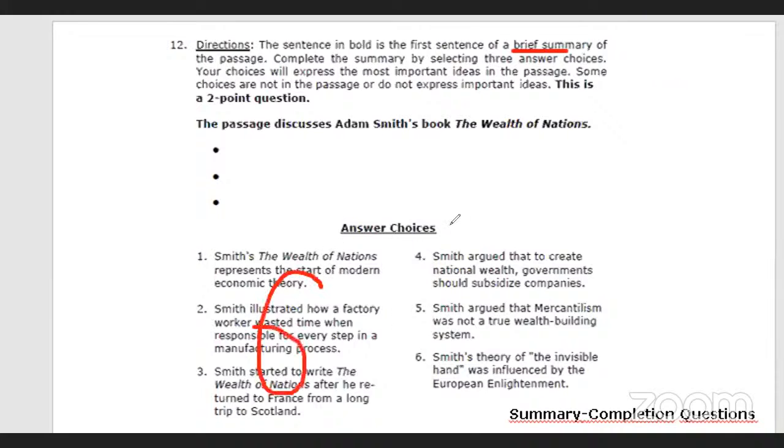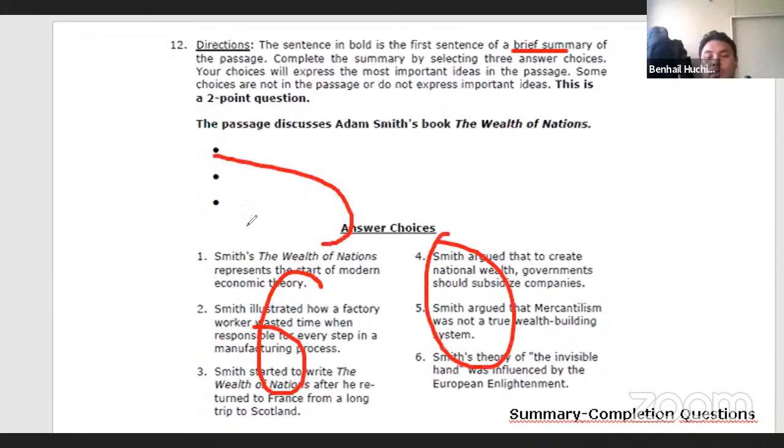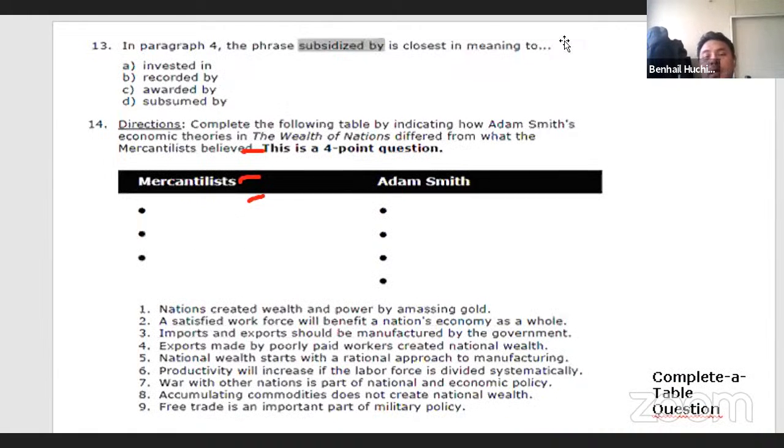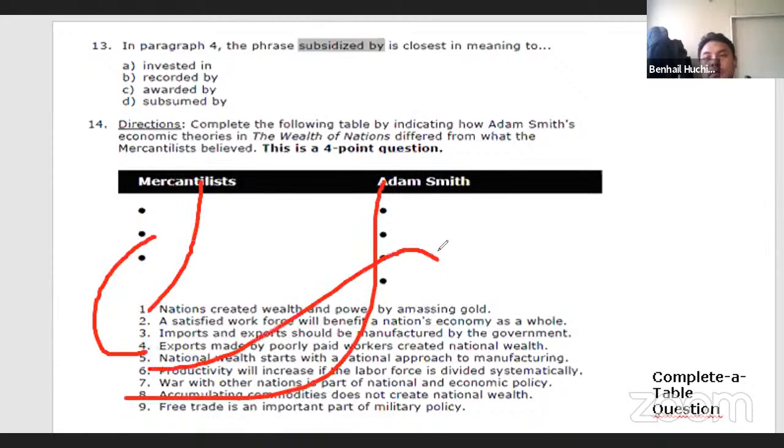So from here, you will move them till they stay here in these 3 little points. Okay. And last but not least, we have another multiple choice, the one that summarizes the ideas from the mercantilists and Adam Smith. So from here, again, you have to click on it and drag where you think it belongs.